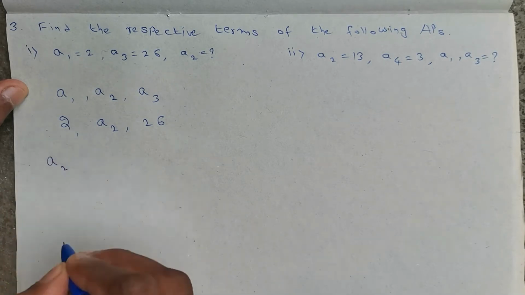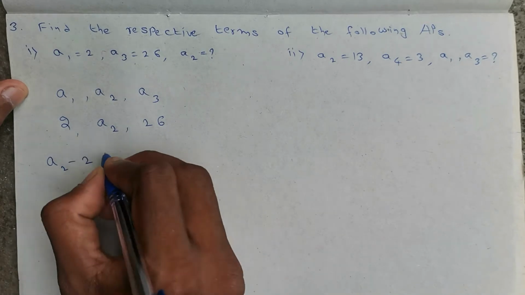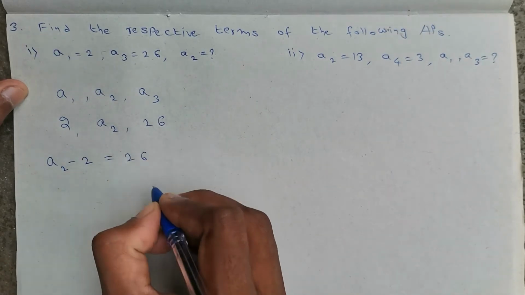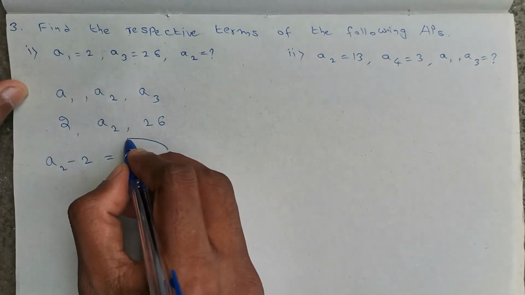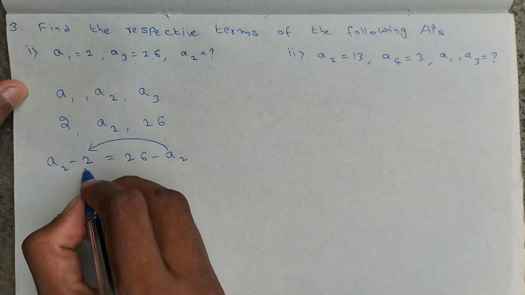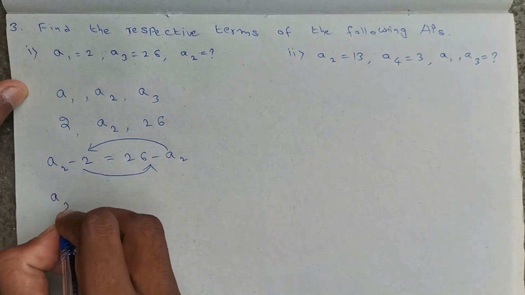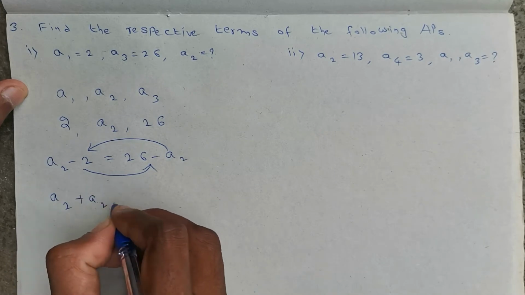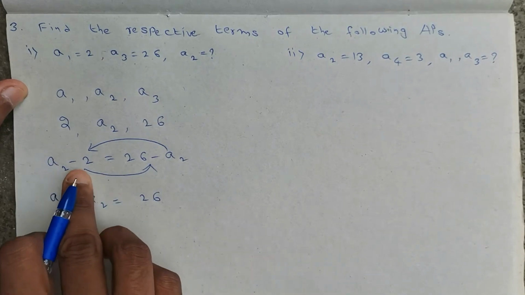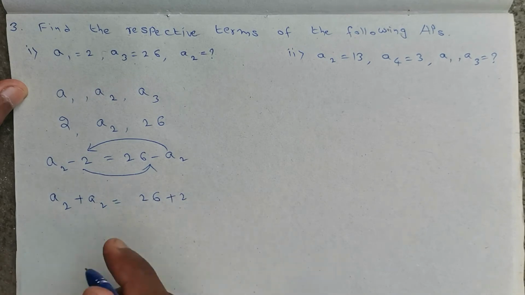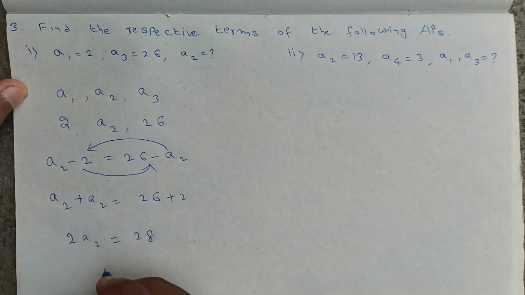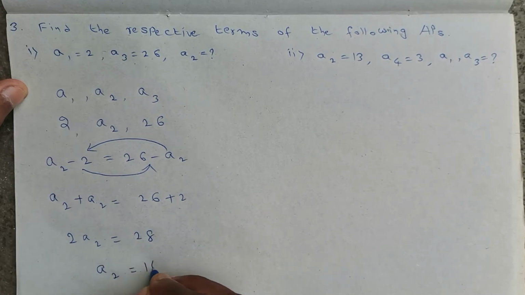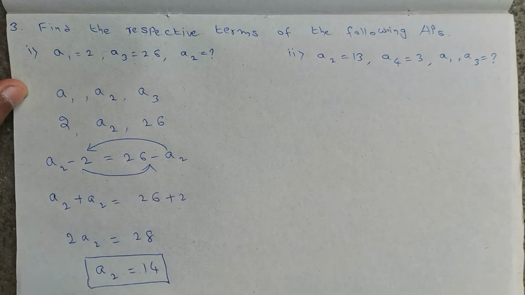So the second term a2 minus the first term is exactly equal to the third term 26 minus the second term a2. Now I will bring this minus a2 to the left side and minus 2 to the right side. So we get a2, this minus a2 will become plus a2, equal to 26 as it is. This minus 2 will become plus 2. a2 plus a2, 2 times a2, is equal to 28. 2a2 is equal to 28, then a2 is equal to 14. So the second term is 14.